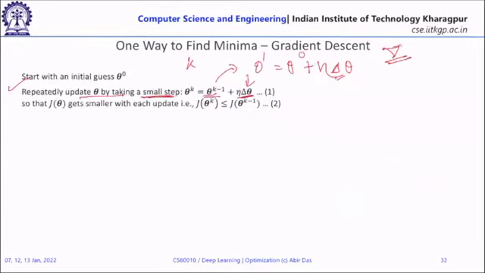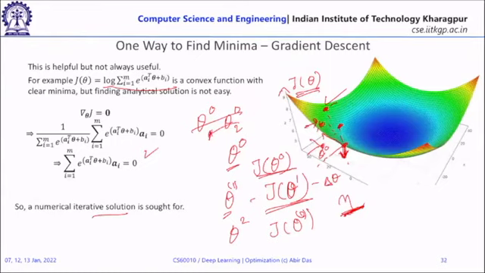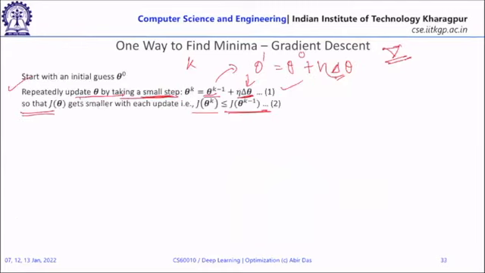So this is what I mean when I say repeatedly update theta by taking a small step. The next theta is the previous theta plus step size times some delta theta, some direction. This is important so that J theta gets smaller with each update. So J theta k is less than or equal to J theta k minus 1, and that is what I said in the last slide: J theta 1 is less than or equal to J theta 0, J theta 2 is less than or equal to J theta 1. This translates to: wherever I'm moving next, that should be less than or equal to J theta k minus 1.